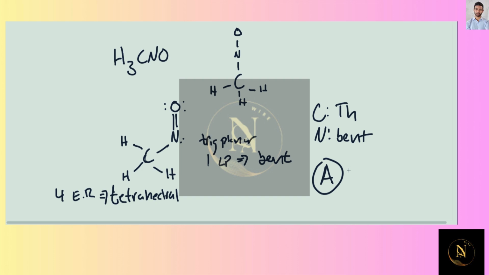D says C is trigonal pyramidal. That's not true. And nitrogen is bent. No. And E says carbon is tetrahedral while nitrogen is linear, and we know that's not true. It's bent, not linear. And carbon is tetrahedral, it's not anything else. So there's only one good answer, and that is A.